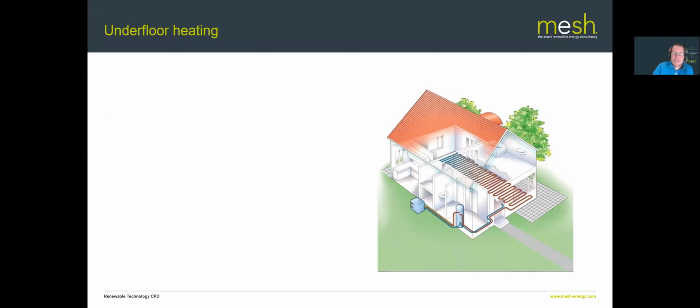So as I've already said, the absolute ideal scenario: we've designed our house, we've insulated it as well as we can, we've got the ventilation strategy right, so we're not over ventilating, we're not under ventilating, we've got our design heat load. Now we've got to get the heat from the heat pump into the building in the most efficient way possible, and the most efficient way possible is through underfloor heating.